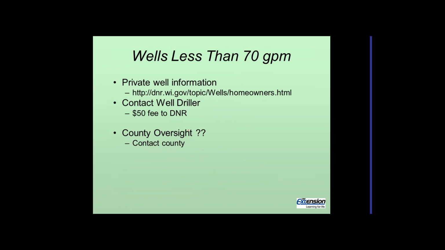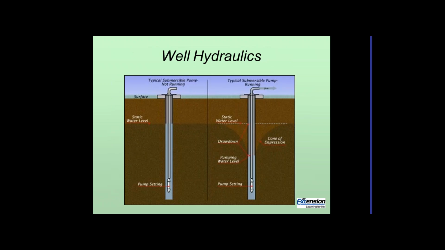for your area. With private wells, it's a lot less, so it's less than 70 gallons a minute. So if it was a small vegetable farm, maybe only a couple acres, you might be able to get away with a well that's less than 70 gallons a minute. The fee for one of those wells is $50 to the DNR, and in some counties the county oversees that. So I know Dane County is one of those that oversees that. In most cases it's going to be the DNR.